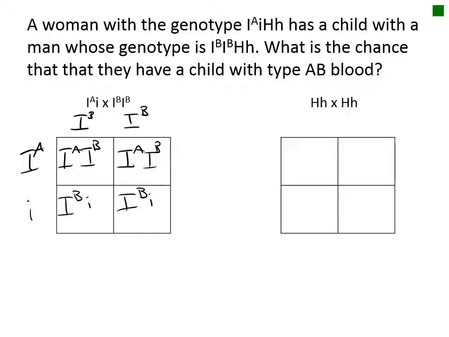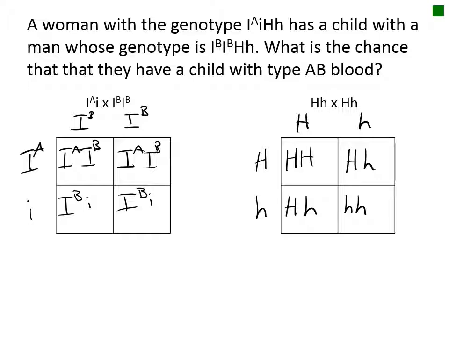We then look at the H gene. Each individual is heterozygous, so they can each give a dominant H or a recessive h. Filling out the Punnett square will show us the possibilities for the genotypes that come with the H gene.